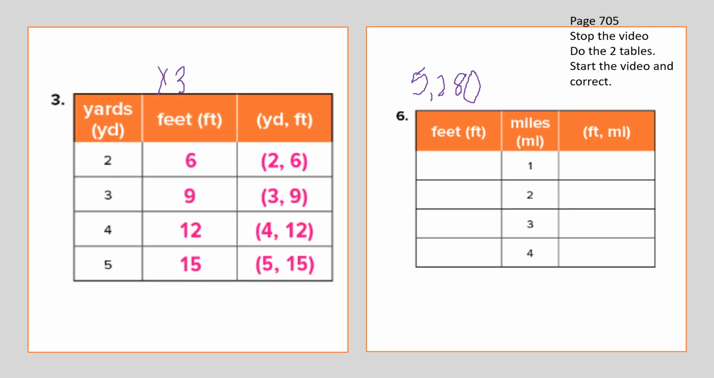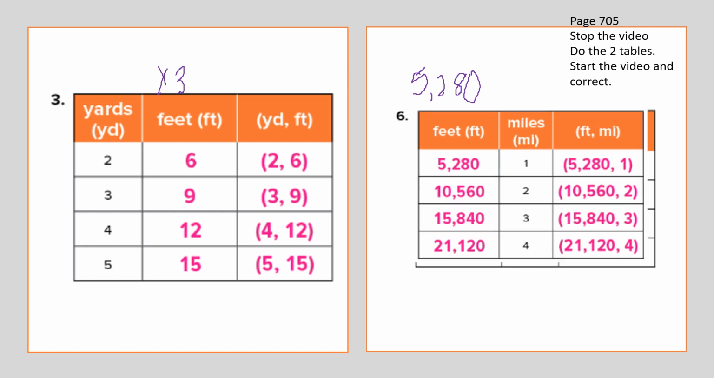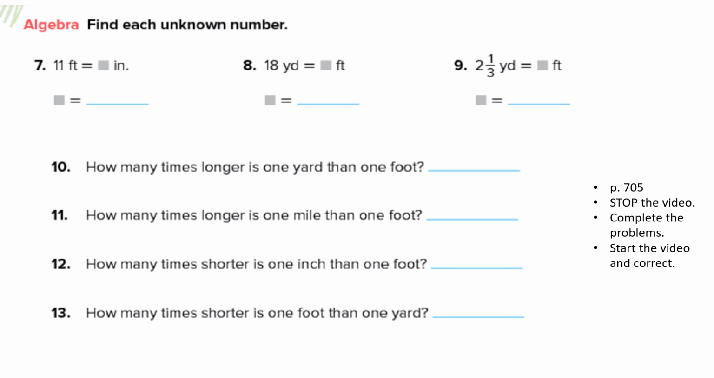Okay, here's your answers for number 3. 2 times 3 is 6, 3 times 3 is 9, 4 times 3 is 12, 5 times 3 is 15. And for number 6, you're just increasing each one of these steps by 5,280. Okay, let's take a look at, they call it algebra, because there's a missing number here. So we have to convert from feet to inches, yards to feet, and yards to feet. Then these are some basic questions, 10, 11, and 12. Read through it, try to do it, and then we'll correct.